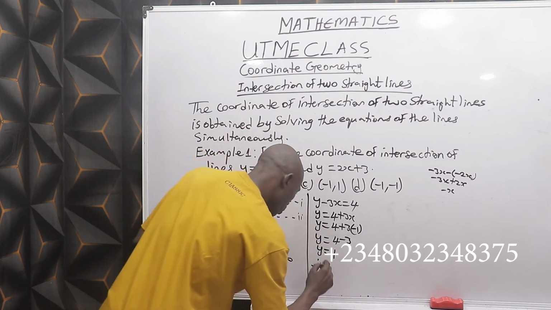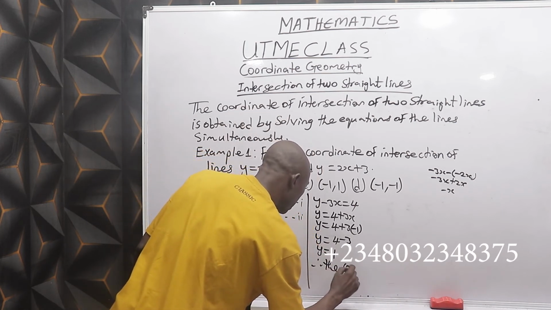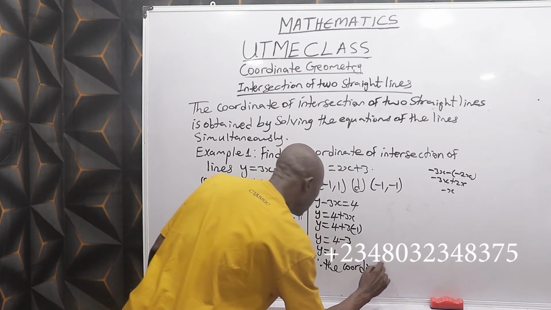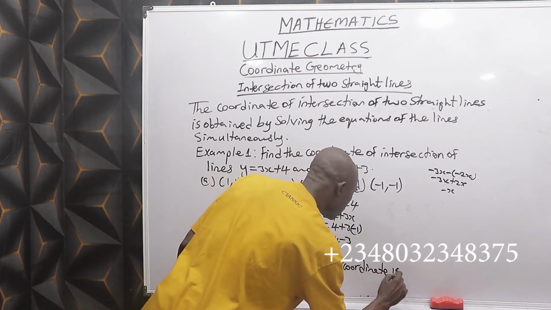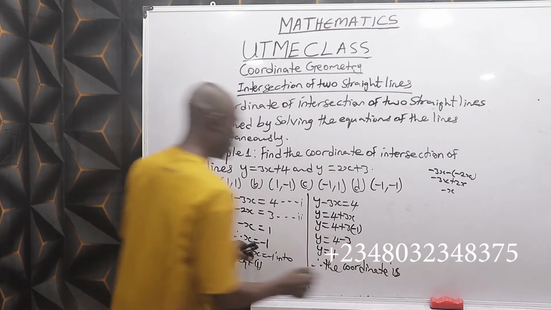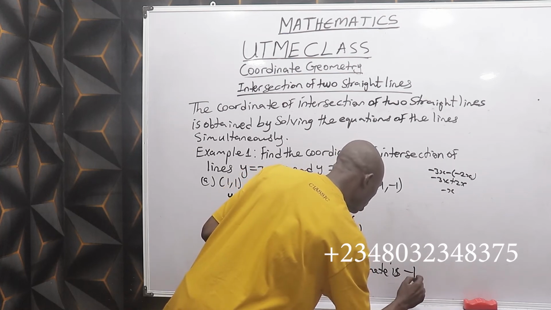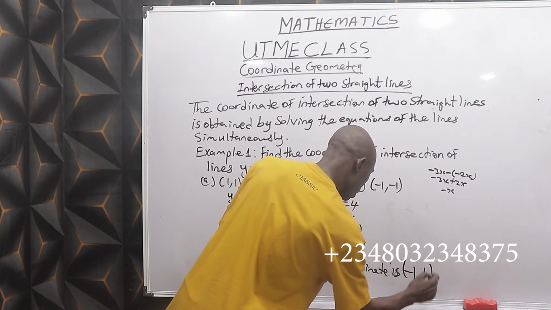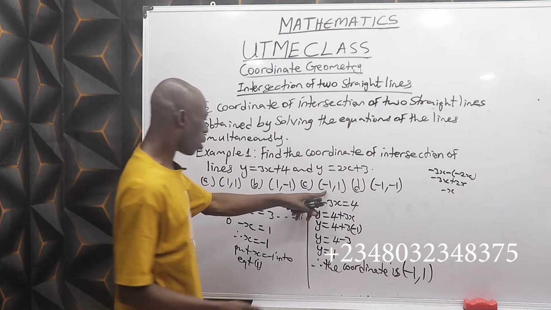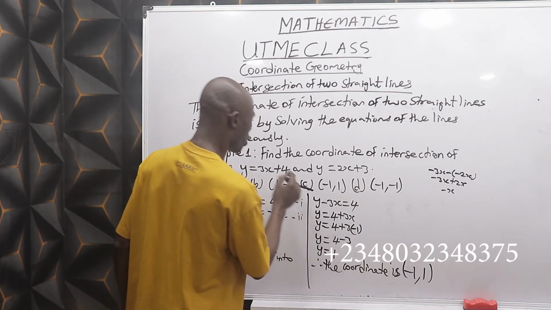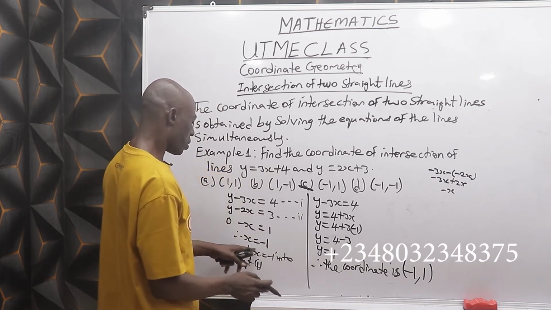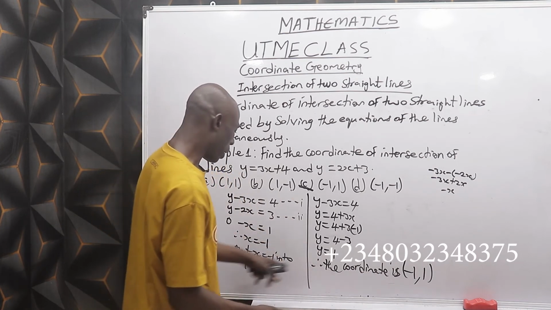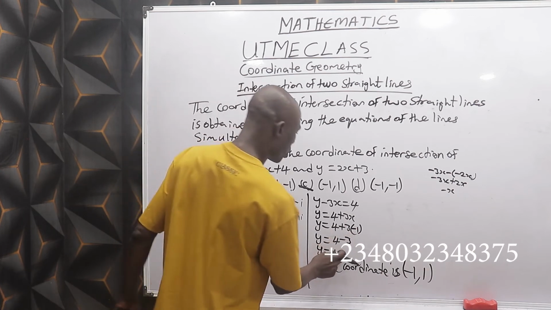Therefore, the coordinate is x, comma, y, and that tallies with option C. Option C is the correct answer. X, comma, y: negative 1, positive 1.